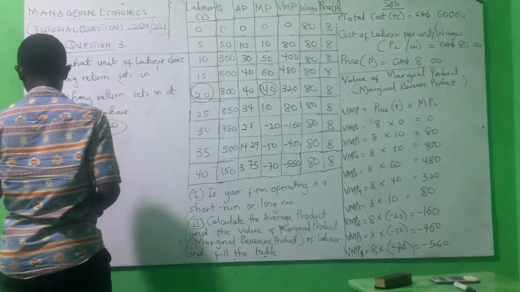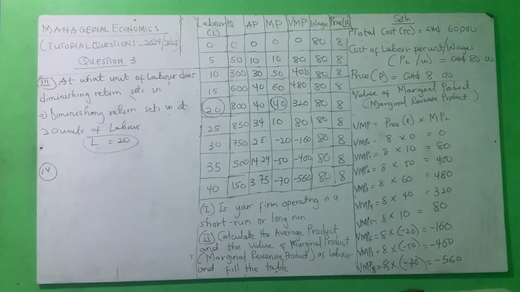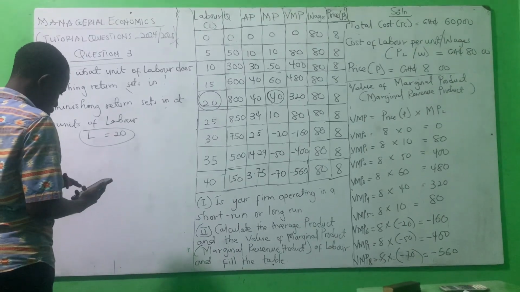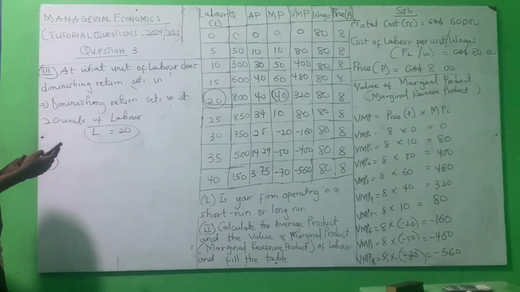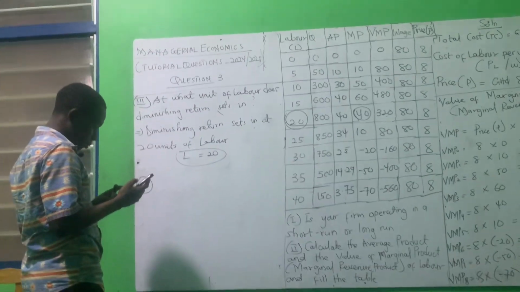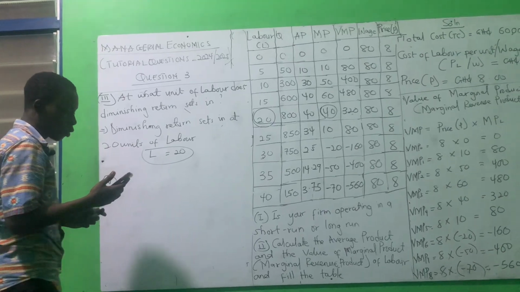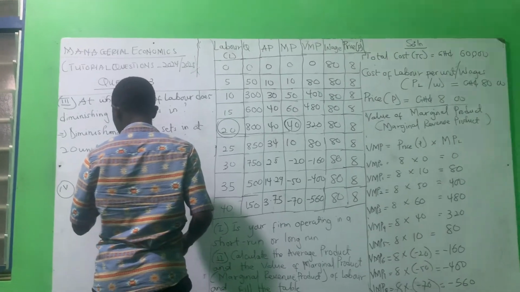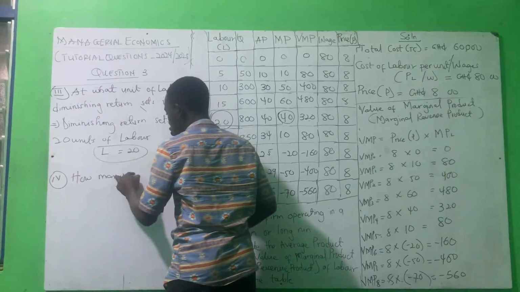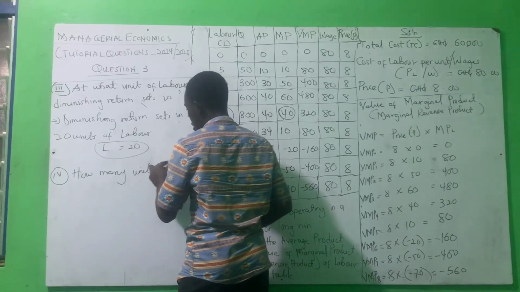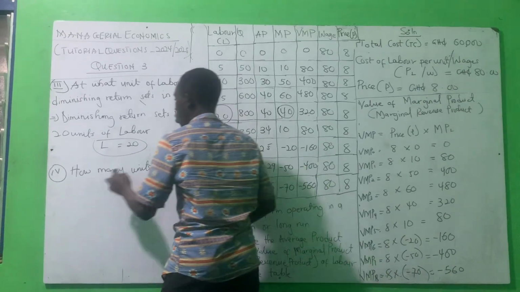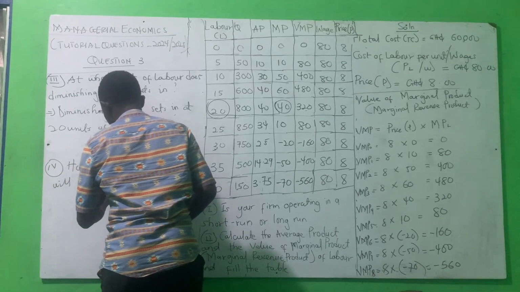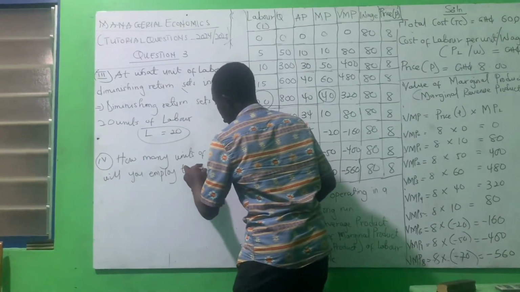So the fourth part of the question is saying, how many units of labor would you employ to maximize profit? How many units of labor will you employ to maximize profit?